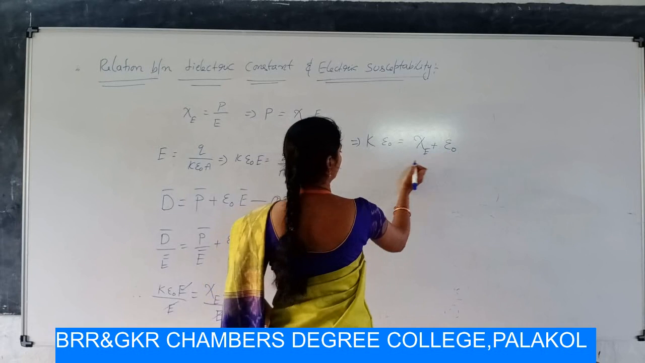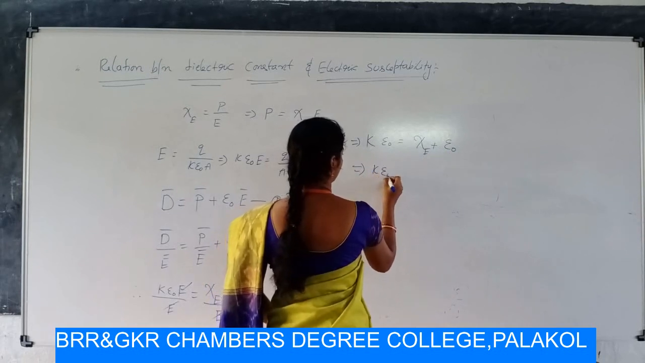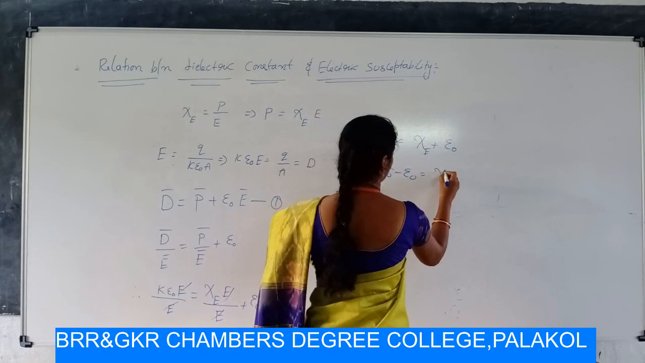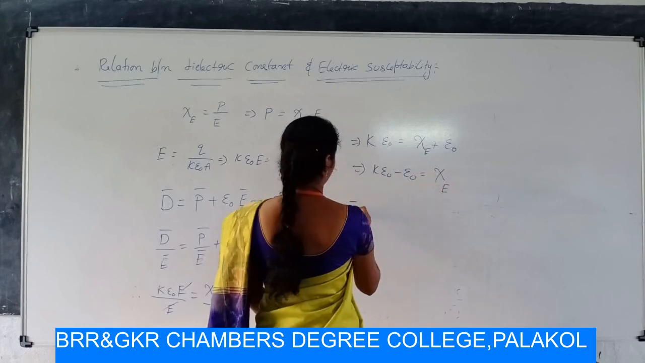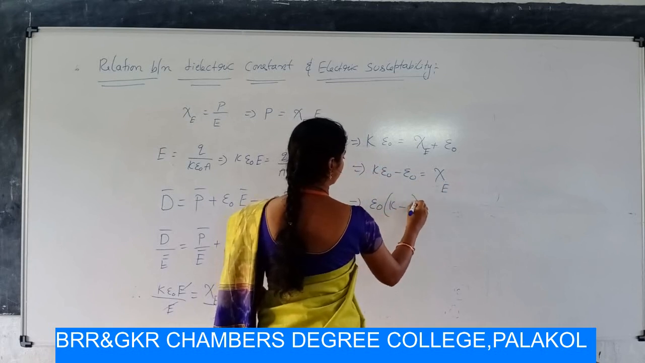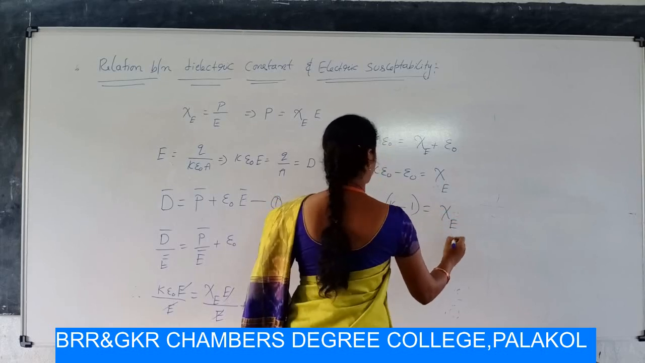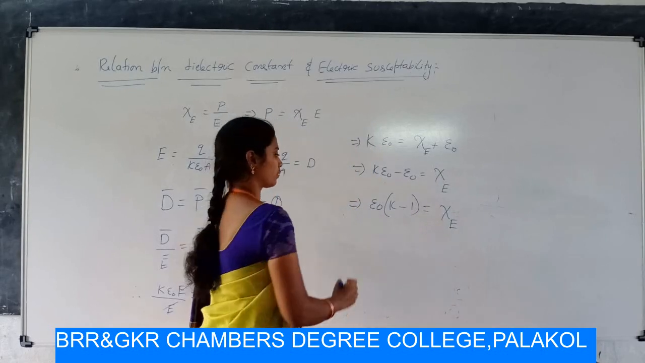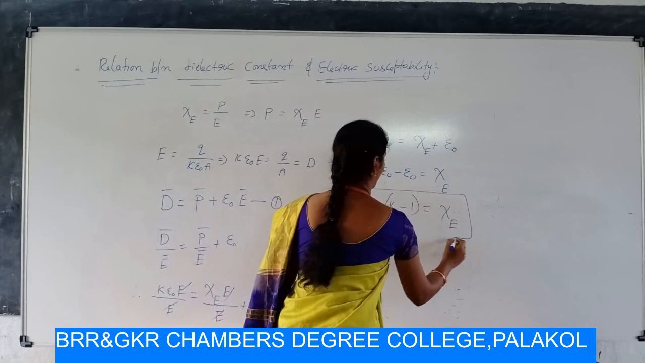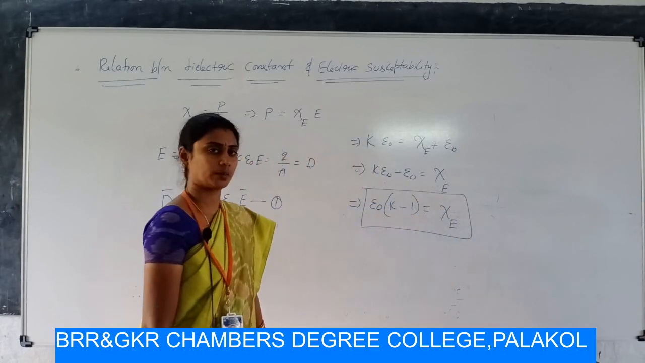Here, putting this epsilon naught on this side, it is equal to psi e. Here this epsilon naught is common in two terms, then we can write psi e equal to epsilon naught into k minus 1. This is the relation between dielectric constant and dielectric susceptibility.